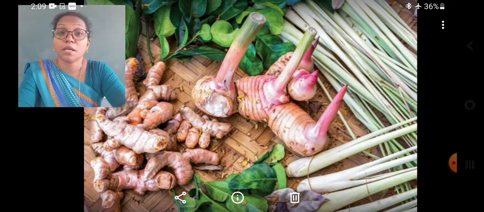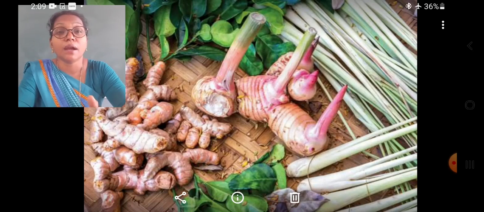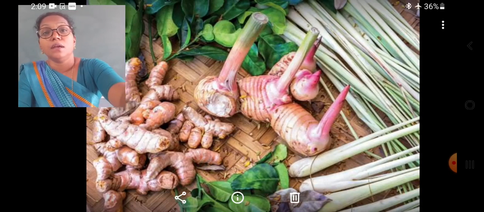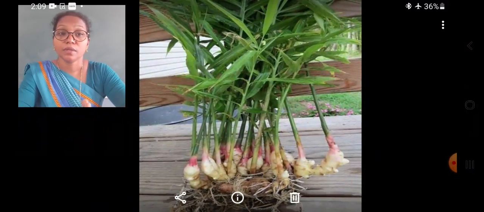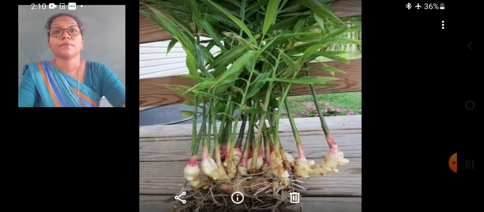There are many other plants such as the banana tree. They also reproduce by the underground stem. The small plants developed from their underground stem called rhizome. Now students, the ginger seedlings obtained from the buds developed on the ginger we can see in this picture.